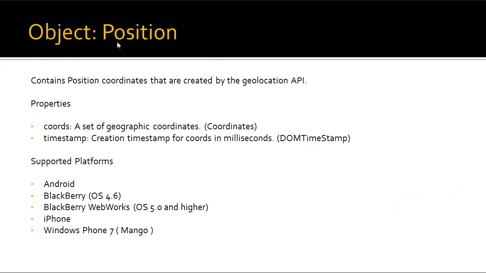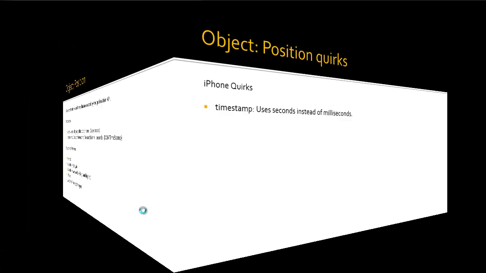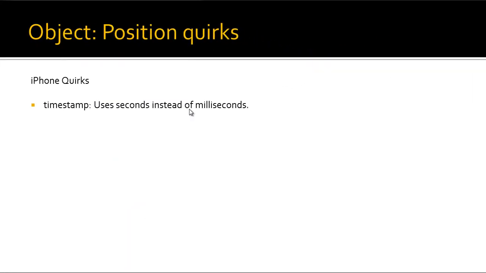But right now, I want to talk about the position object. We pass in this position object as a parameter into our onSuccess function. Now, this position object contains the position coordinates that are created by the geolocation API. And we have a few properties here. We have the coords property. This is a set of geographic coordinates. The timestamp property is basically the creation timestamp for the coordinates in milliseconds. Now we do have a quirk with the timestamp property. Basically, on the iPhone platform, it uses seconds instead of milliseconds, which can be an easy fix.